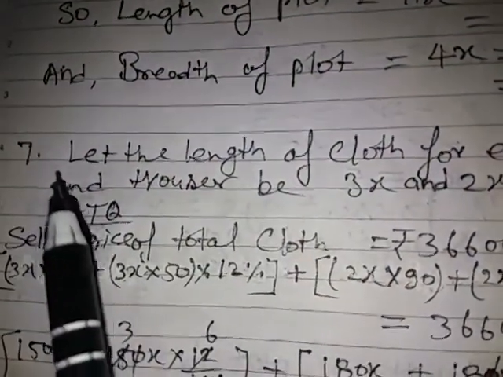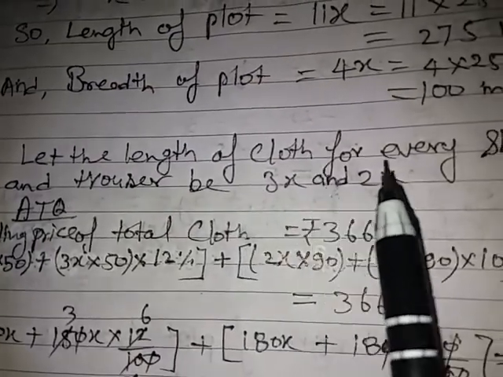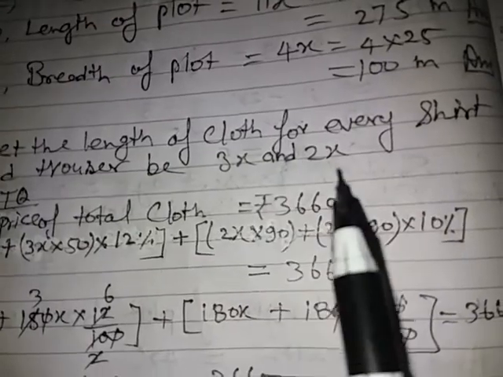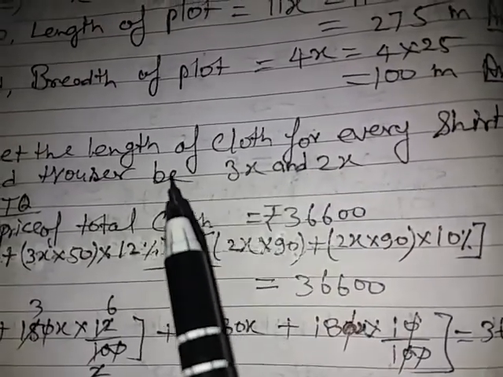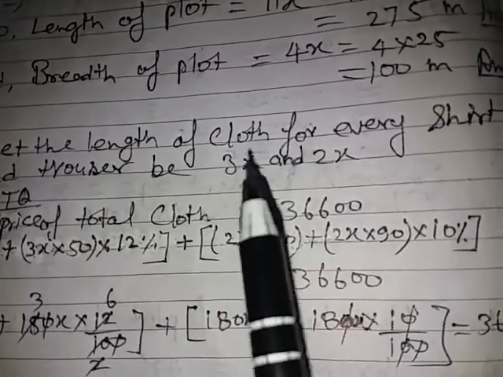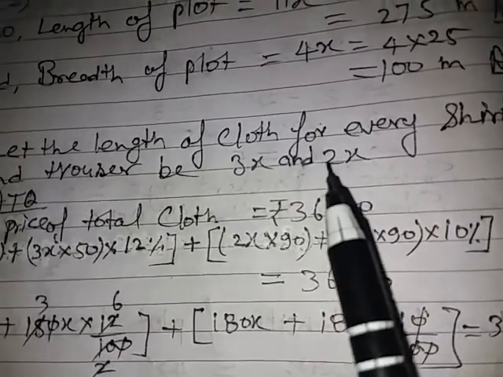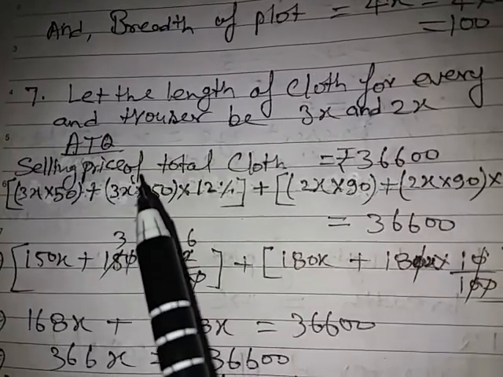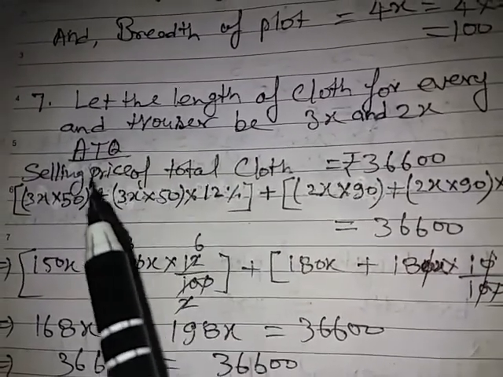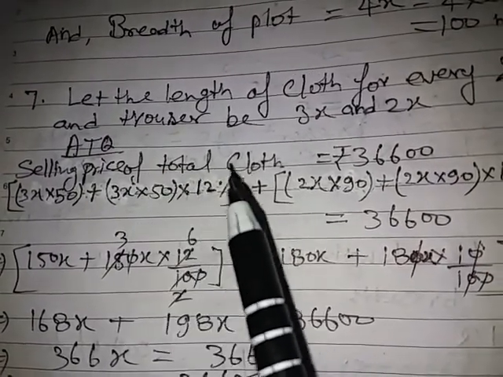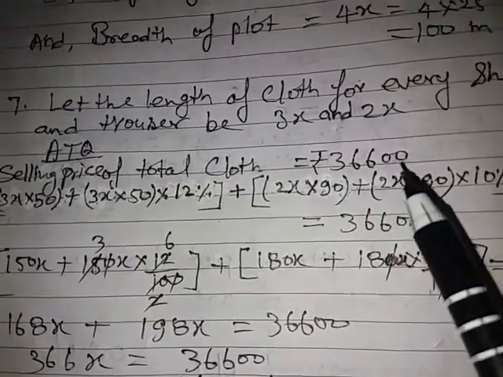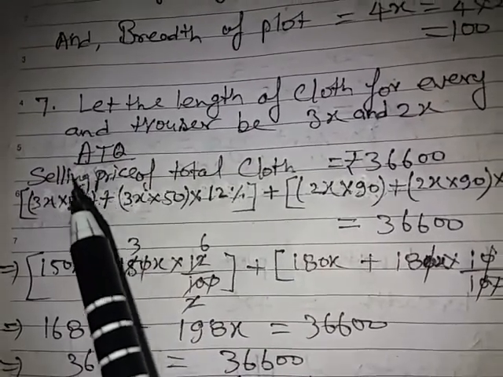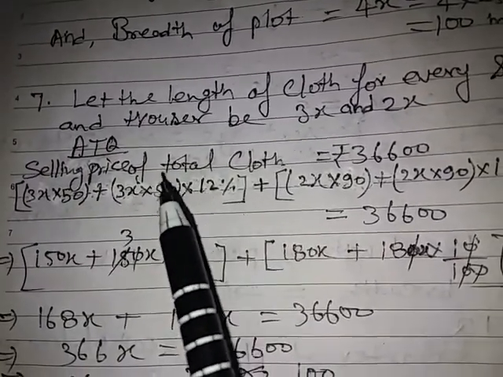Solution of question number 7. Let the length of cloth for every shirt and trouser be 3x and 2x. Cloth for shirt is 3x and cloth for trouser is 2x. According to the question, the total selling price of the cloth is equal to 36,600. Students, we know that selling price is equal to cost price plus profit.